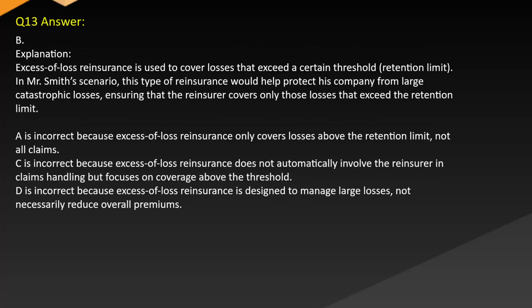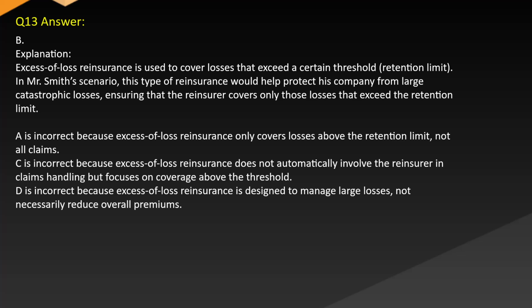Answer B. Explanation. Excess of loss reinsurance is used to cover losses that exceed a certain threshold, the retention limit. In Mr. Smith's scenario, this type of reinsurance would help protect his company from large catastrophic losses, ensuring that the reinsurer covers only those losses that exceed the retention limit.